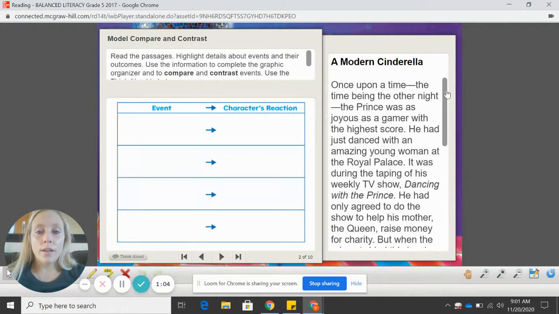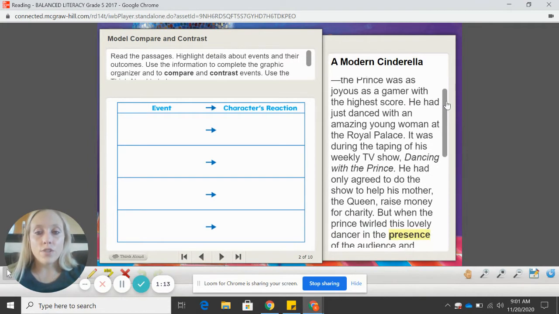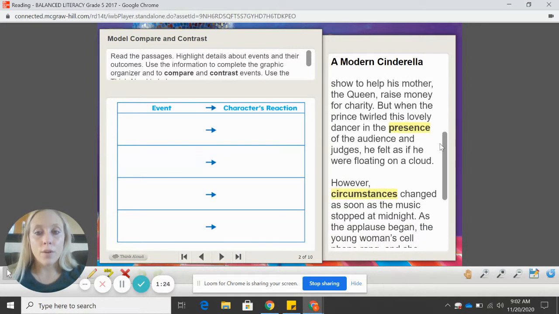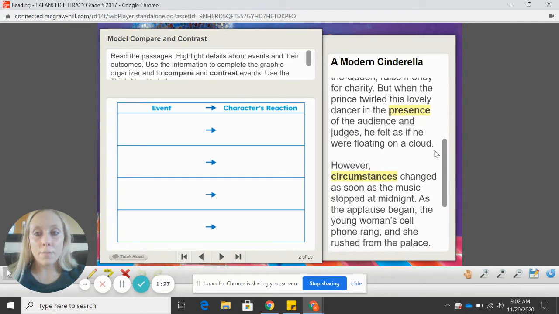A Modern Cinderella. Once upon a time, the time being the other night, the prince was as joyous as a gamer with the highest score. He had just danced with an amazing young woman at the royal palace. It was during the taping of his weekly TV show, Dancing with the Prince. He had only agreed to do the show to help his mother, the queen, raise money for charity. But when the prince twirled this lovely dancer in the presence of the audience and judges, he felt as if he were floating on a cloud.